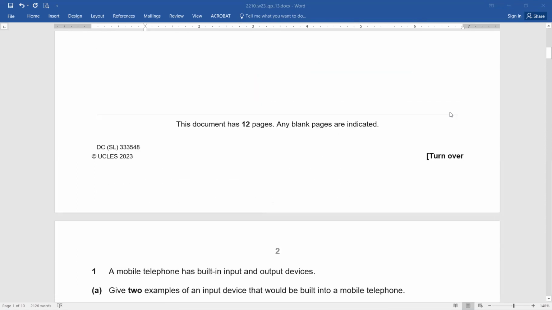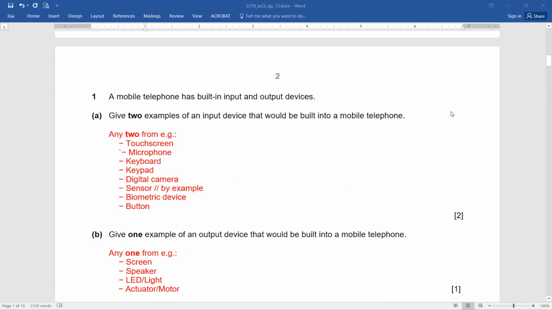Now moving on to the first question. A mobile telephone company has built-in input and output devices. Give 2 examples of an input device that would be built into a mobile telephone. Now you can see there are 2 marks for such a simple thing. You can answer any one. Just think of the input devices.